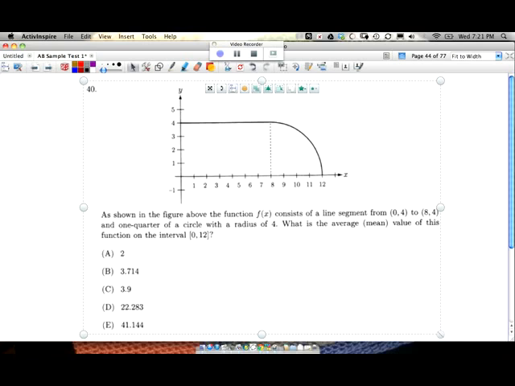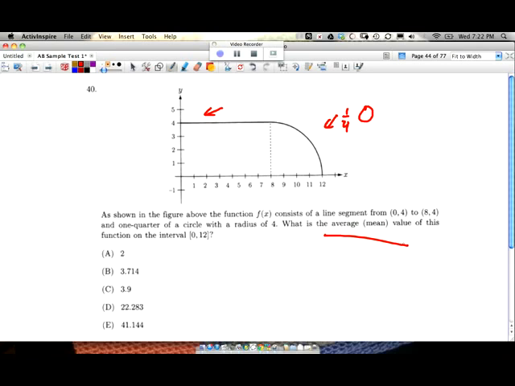We have this prompt that says, as shown in the figure above, the function f of x consists of a line segment here. That's what it's talking about. That's a segment, straight line. And a quarter circle. What is the average mean value of this function?